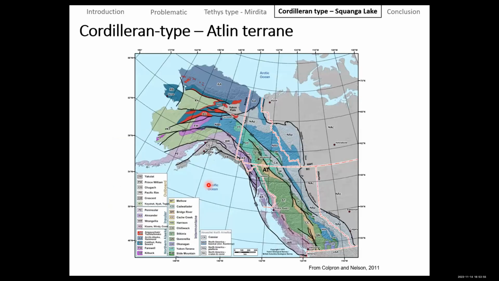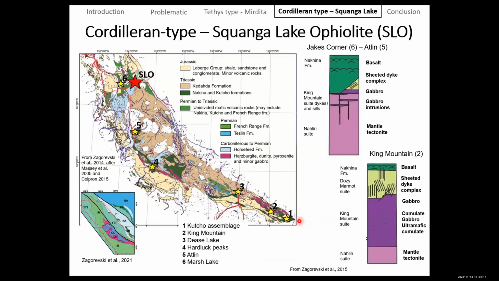And now, if we have a look at the other type locality, which was the Cordilleran type, we chose to study the ophiolites of the Atlin terrane. Here we have a general geological map of the Canadian Cordillera with Yukon here, BC, and the Atlin terrane is right here. So let's have a closer look at its geology.